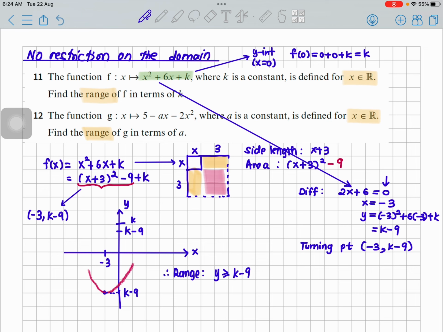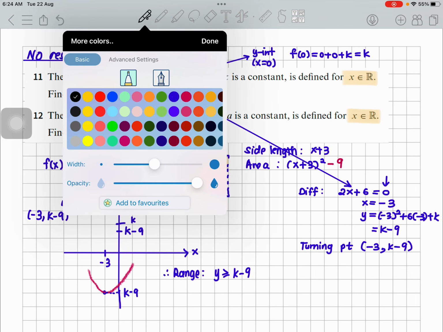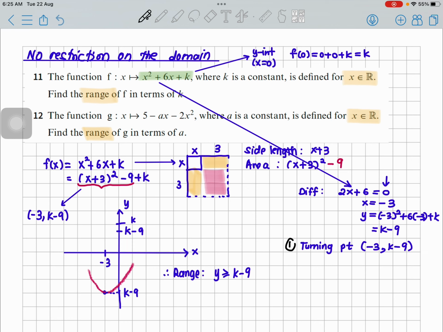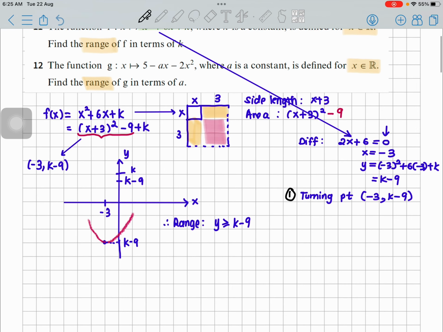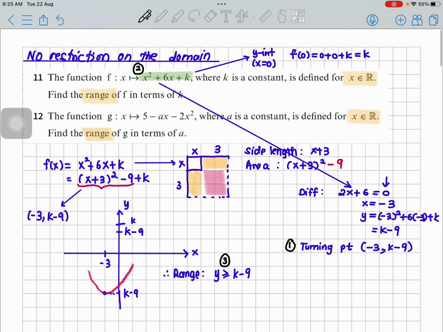So how do I do this quickly? Step number 1, you get your turning point. You could do differentiation or completing the square, or you can even use the formula. Step number 2, you detect the shape, whether yours is going to be a minimum graph or maximum graph. Then you can make a conclusion. If it is minimum, then your inequality sign is going to be greater than. Whether you need to put the equal sign or not, you look at the question and analyze. That's all. Let's try with question number 12.